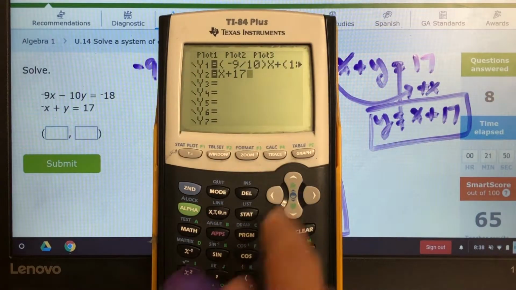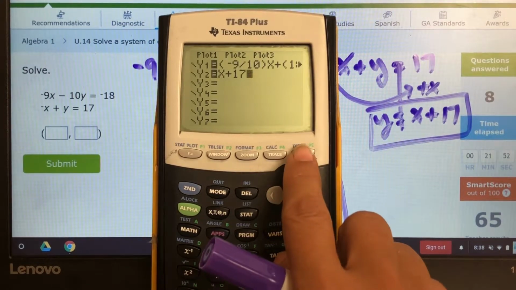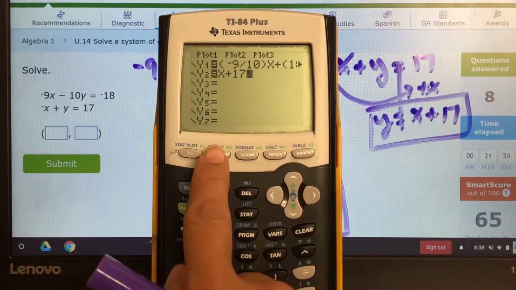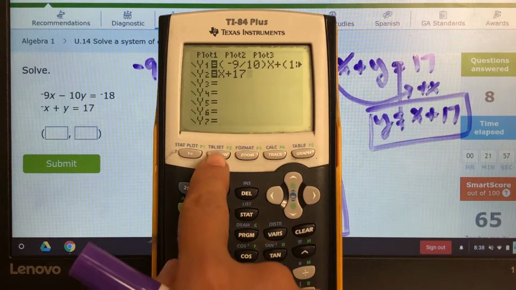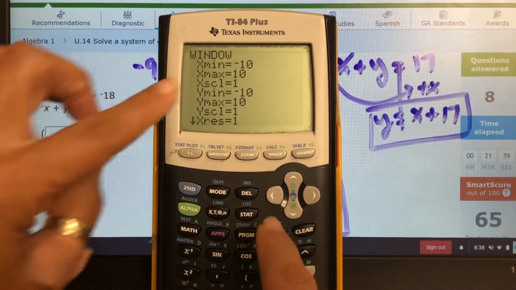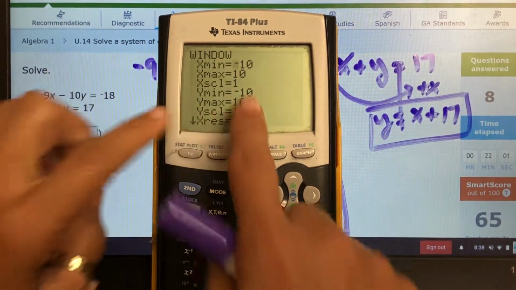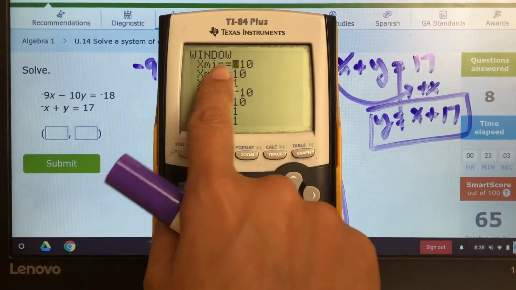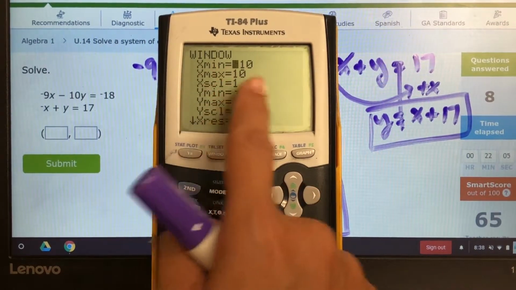So what you're going to do is you're going to hit the word graph. Actually, before you hit the word graph, make sure that your calculator is set up right. Hit window. All right, make your calculator say this: your minimum value of x is negative 10, maximum is 10, and it goes up in 1.